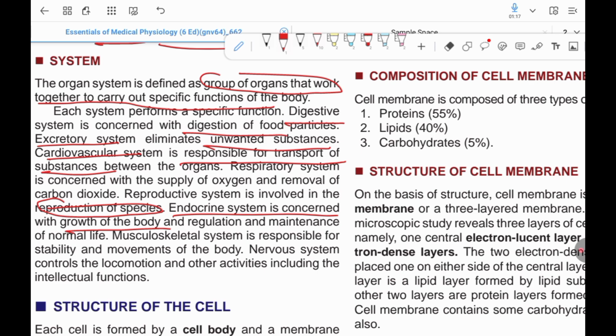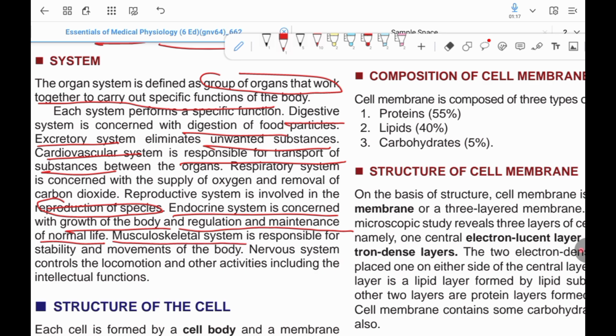Let's take the example of the pituitary gland. The pituitary gland secretes growth hormone, which is responsible for the growth of the body and the regulation and maintenance of temperature, normal life. What does regulation and maintenance of normal life mean? Again, it is an example of homeostasis. There is a structure in the body called the hypothalamus, whose main function is temperature regulation, and it is an endocrine organ. By maintaining the temperature, it regulates and maintains normal life.